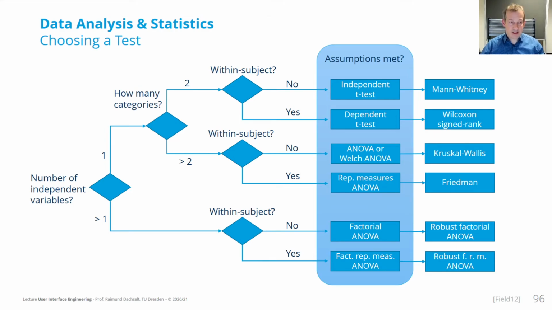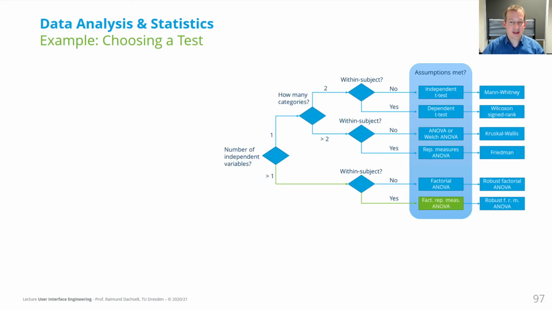And in our example, by the way, we had more than one independent variable. We had the interaction technique as a dominant independent variable, but we also had the task type as another one, and even another one. I come to that in a minute. So with that, if it is a between subject design, then we do a factorial ANOVA, or if it is within subject design, we do a factorial repeated measures ANOVA. And that's basically what we did.